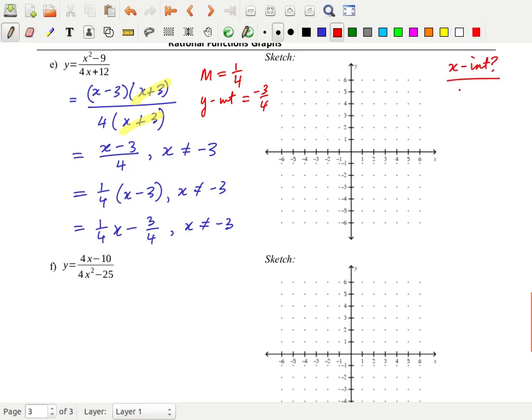How do we find the x-intercept? We set y equal to 0. And you're going to see that that actually ends up making this quite simple, because we have y equals x minus 3 over 4. We set y equal to 0 equals x minus 3 over 4. And then we end up with 0 equals x minus 3, or 3 is equal to x. So we end up with the x-intercept is just equal to 3, which is right there.